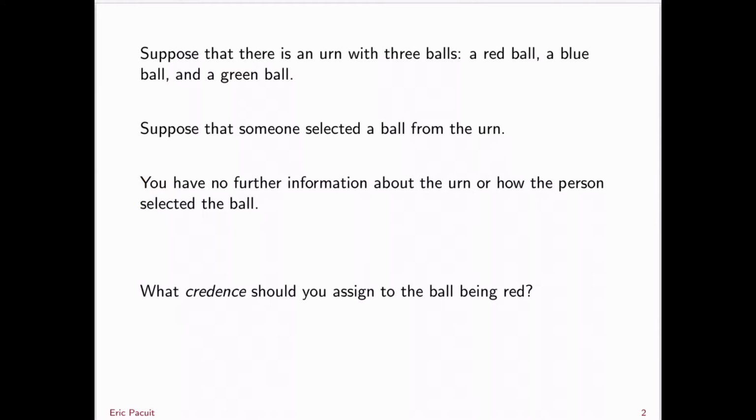Now, the question is, what credence should you assign to the ball being red? So I ask you, what is your belief that the ball is red? You have to assign a number to it. And the question is, what number should you assign to the ball that was selected being red? So you should pause for a second and try to come up with the answer for yourself and try to justify your answer. Why did you come up with the answer that you did?